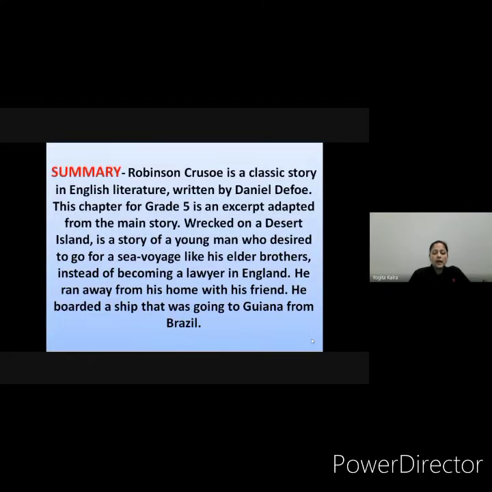Now, with this, I am sure you have understood the difficult words, and now understanding of the chapter will be easy for you all. So, let us start with the summary of the chapter. Robinson Crusoe is a classic story in English literature written by Daniel Defoe. This chapter for grade 5 is an excerpt adapted from the main story.